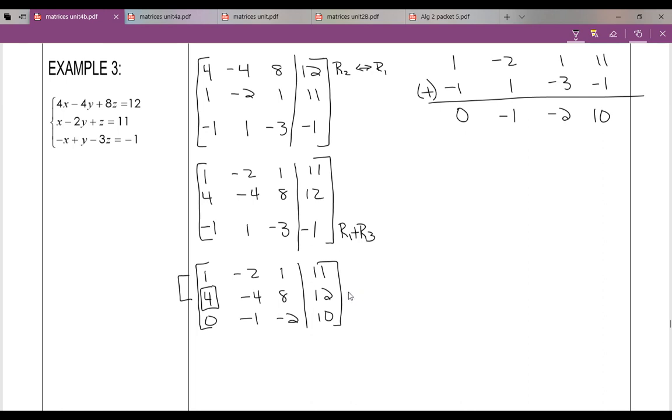Okay, so say that again. Okay, so 1/4 row 2 minus row 1. Basically, you're dividing everything by 4. Do y'all agree? So that would be 1, -1, 2, and 3. We don't show it as division. We show it as multiplying by 1/4. We are going to subtract 1, -2, 1, and 11 from that.